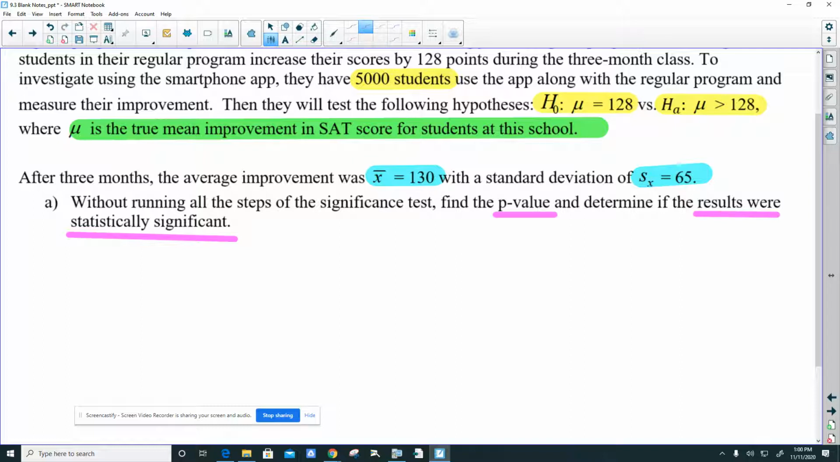Okay, so here's what you would do. On your calculator, let me get this pulled up here.